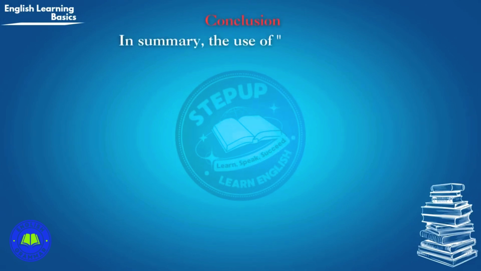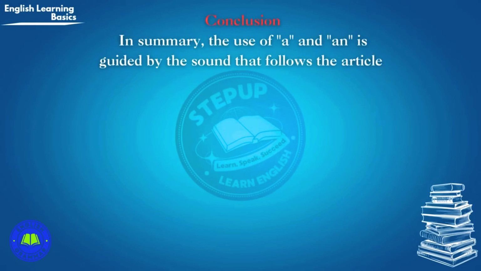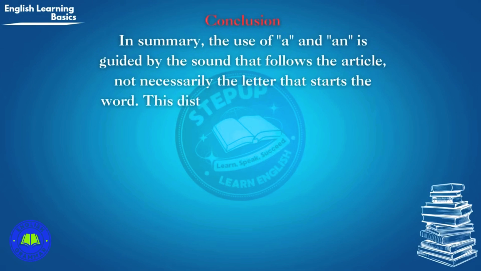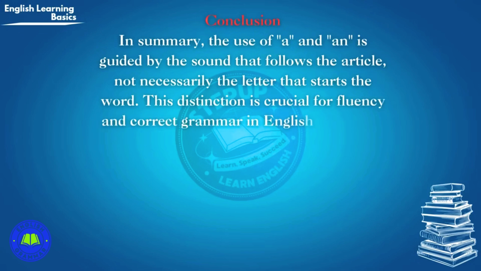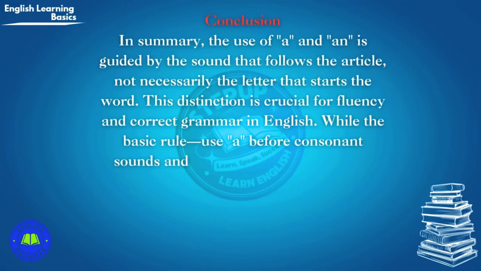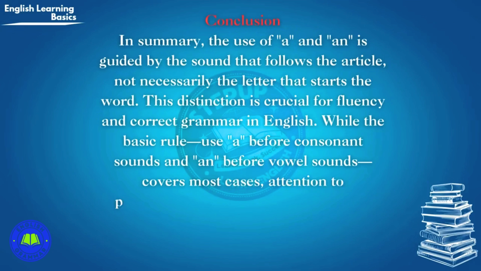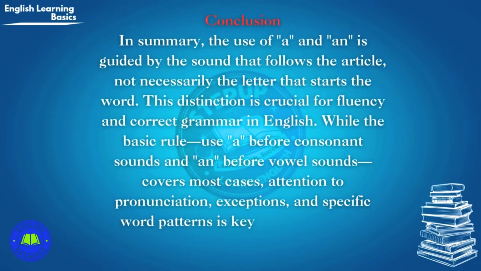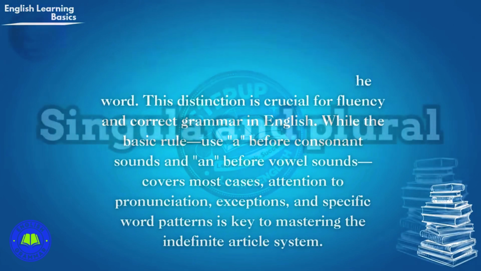Conclusion. In summary, the use of a and an is guided by the sound that follows the article, not necessarily the letter that starts the word. This distinction is crucial for fluency and correct grammar in English. While the basic rule, use a before consonant sounds and an before vowel sounds, covers most cases, attention to pronunciation, exceptions, and specific word patterns is key to mastering the indefinite article system.